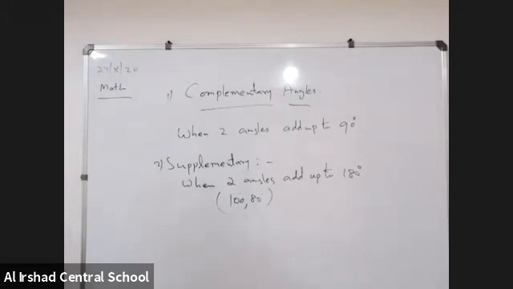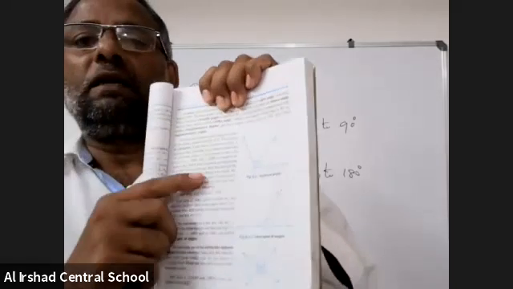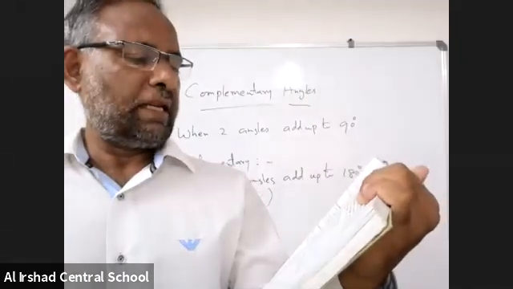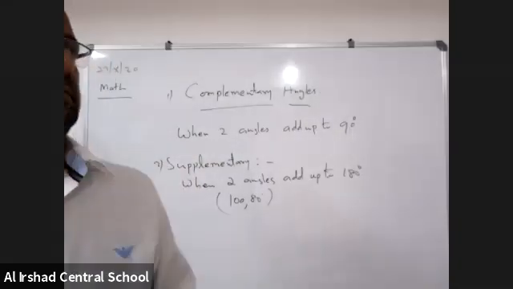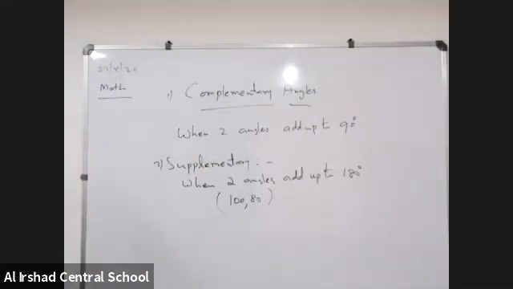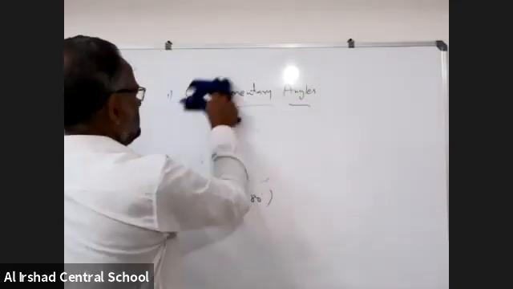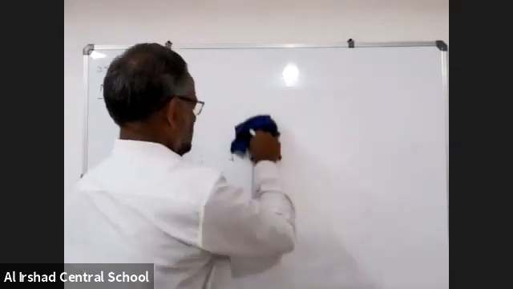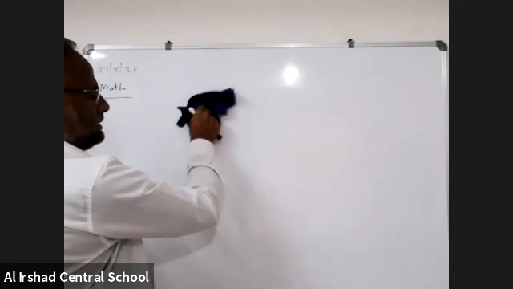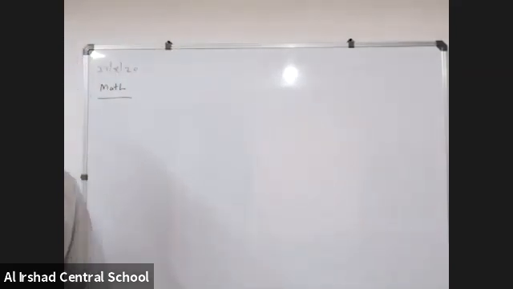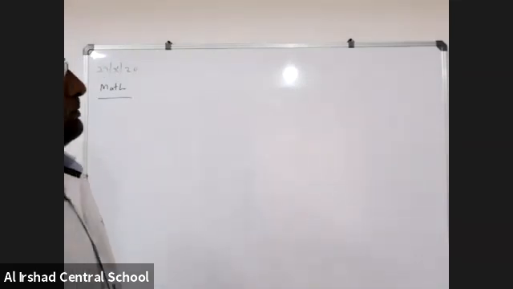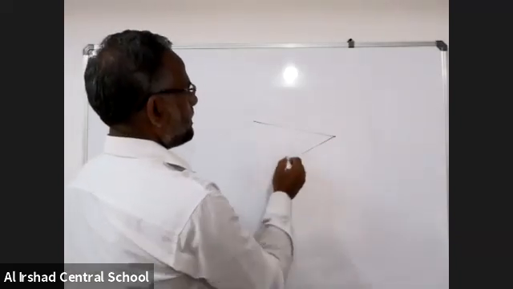Now you can see adjacent angles and linear pair. All of you listen here. What do you mean by adjacent angle? What is the difference between adjacent angles and linear pair? Listen here. Two angles have a side in common.